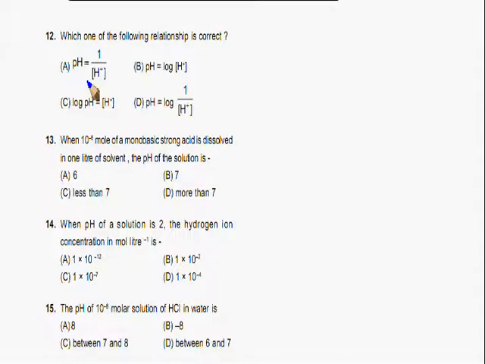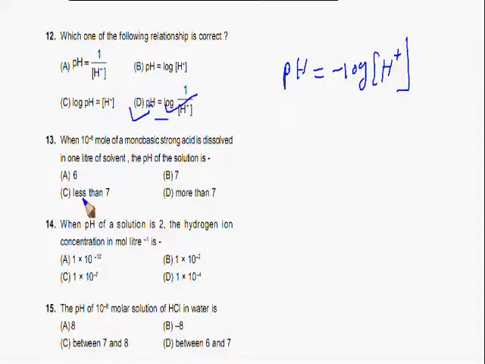Now we will discuss some problems related to pH and pOH. Which one of the following relationships is correct? First is pH equals 1 upon [H+]. Second is pH equals log [H+]. Third is log pH equals [H+]. But the correct relationship is D, that is pH equals log 1 upon [H+], according to pH equals minus log [H+].